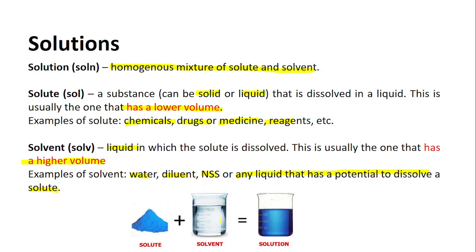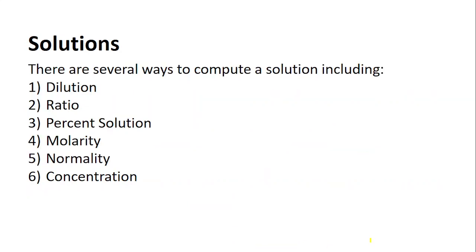As you can see, we have two substances. We created one entity, one substance. Okay? So again, solute plus solvent, you create a solution. There are several ways to compute a solution. First, dilution, ratio, percent solution, molarity, normality, or concentration.